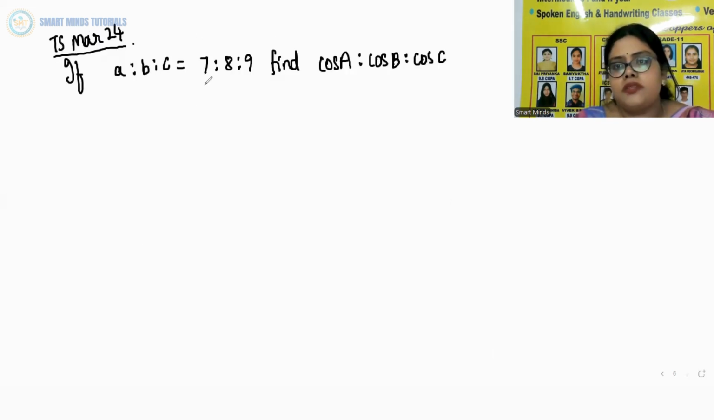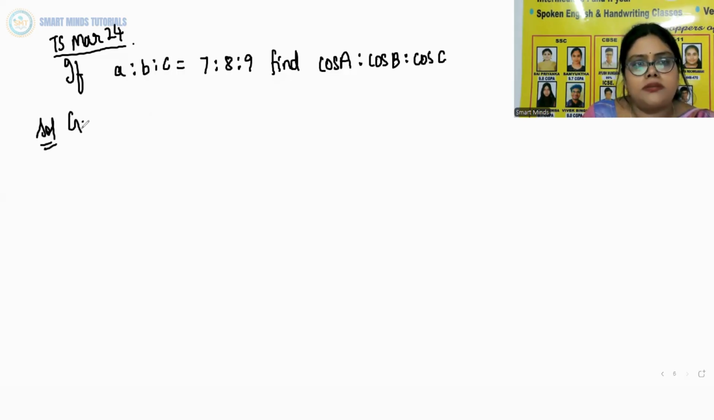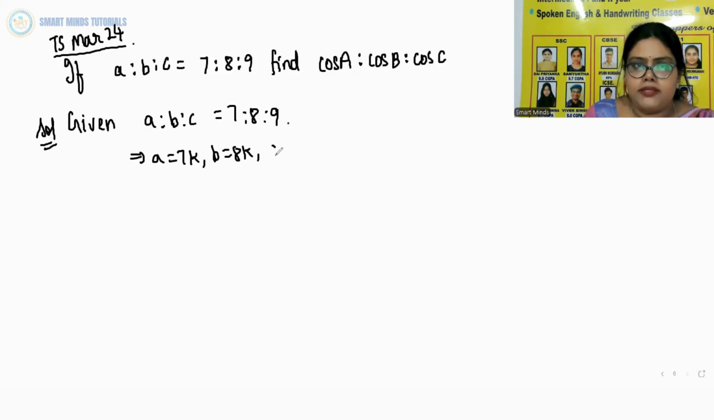Take the next question. This is very important. It was asked last in TS March 24. So the question is, if a is to b is to c is 7 is to 8 is to 9, then find cos A is to cos B is to cos C. So what is given to us? a is to b is to c is equal to 7 is to 8 is to 9. So we can write a is equal to 7k, b is equal to 8k, c is equal to 9k.